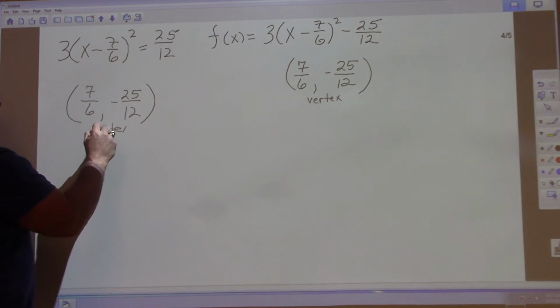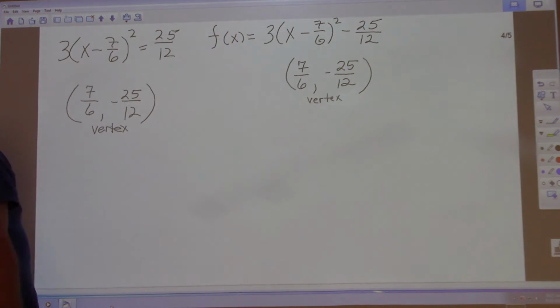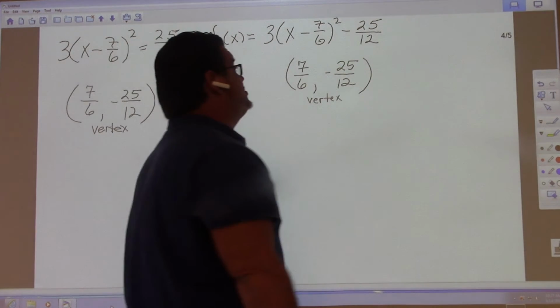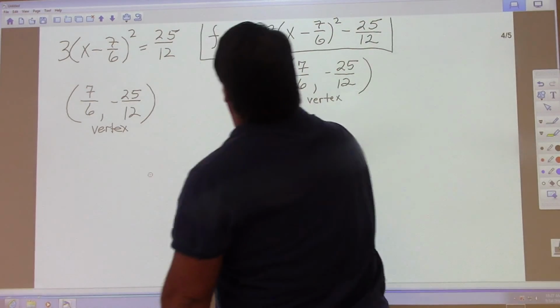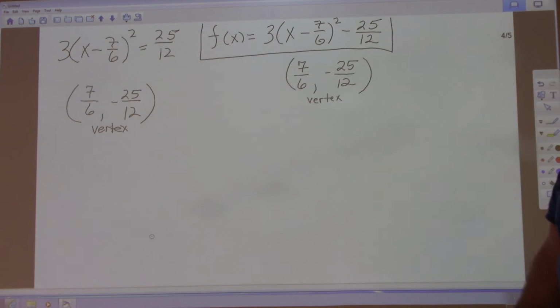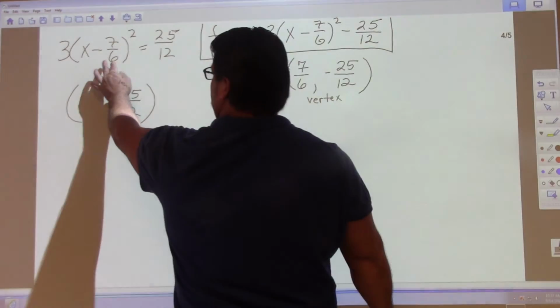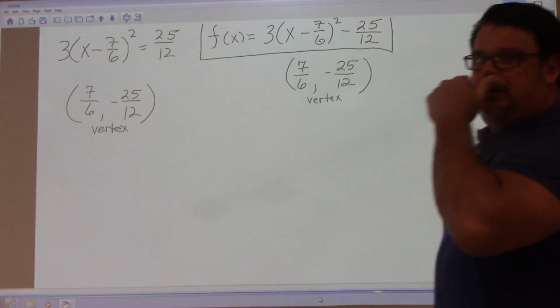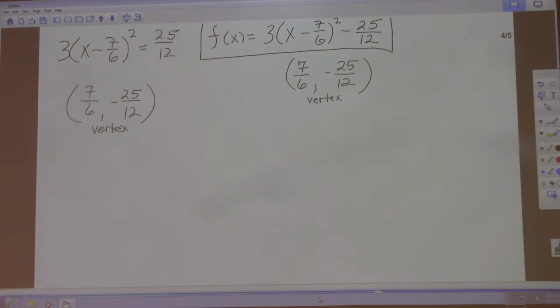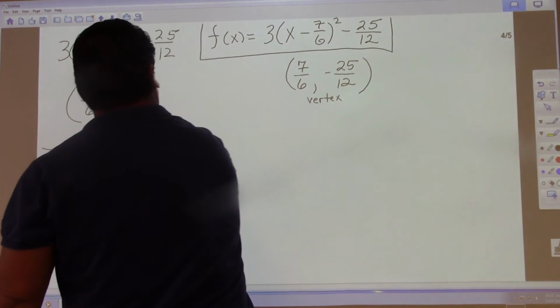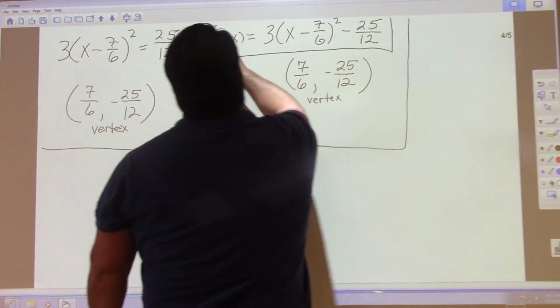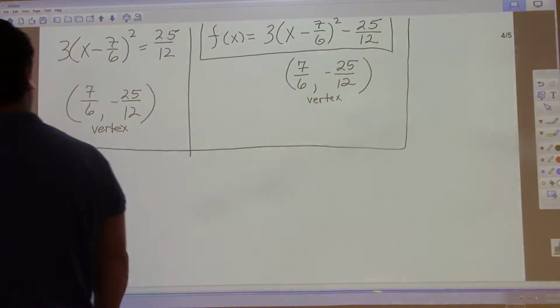Why did I show you both ways? Because most books, tests, and homeworks want this form. And then they'll ask you for the vertex. But when you're just sketching and you're not having to worry about this form, all you got to do is take the opposite of both to get your vertex. And then we'll solve. So let's solve it.